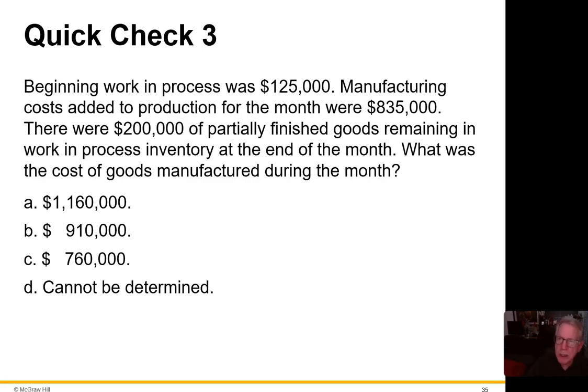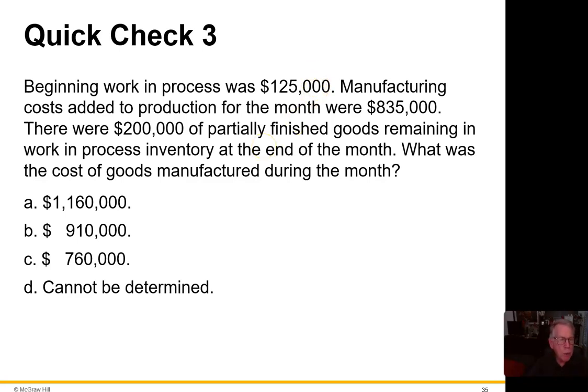Okay, and then a quick check 3 here. We're going to begin work in process inventory with $125,000. Manufacturing costs were added to production for the month for $835,000, and there were $200,000 of partially finished goods remaining in work in process inventory at the end of the month. What was the cost of goods manufactured during the month?